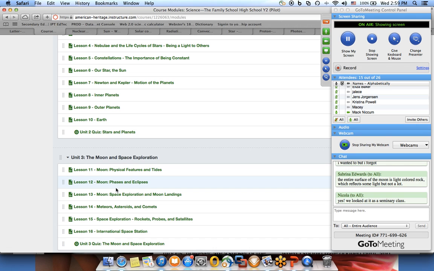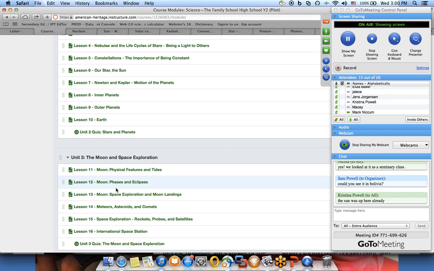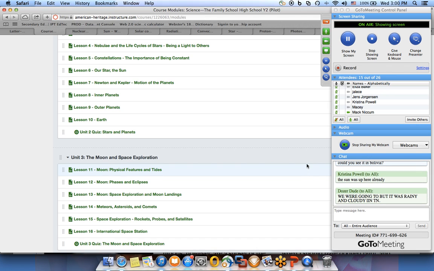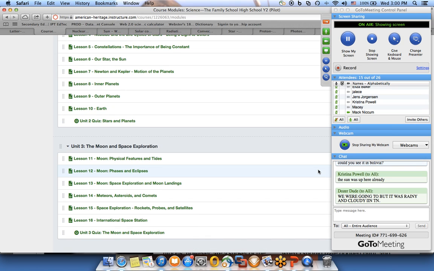So the entire surface of the moon was like colored rock. This was actually the reflection, if you wish, of the sun around the Earth's atmosphere, and so it gave it kind of a reddish color. Nicola, you said that you saw it as a seminary class. I think that you could also see it in Bolivia. It was really cool.